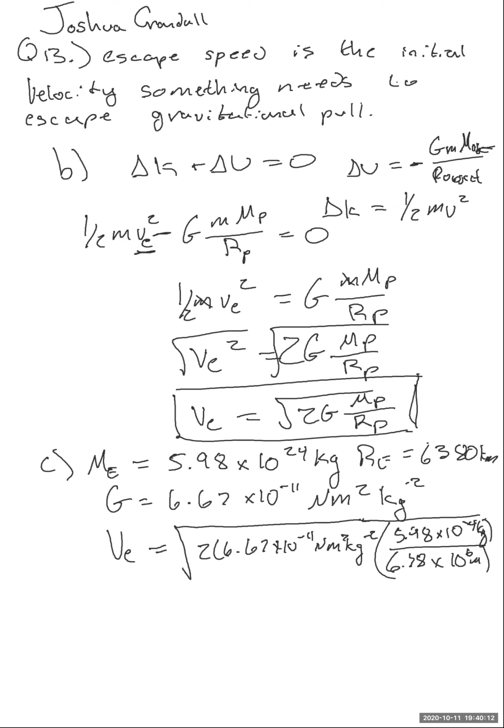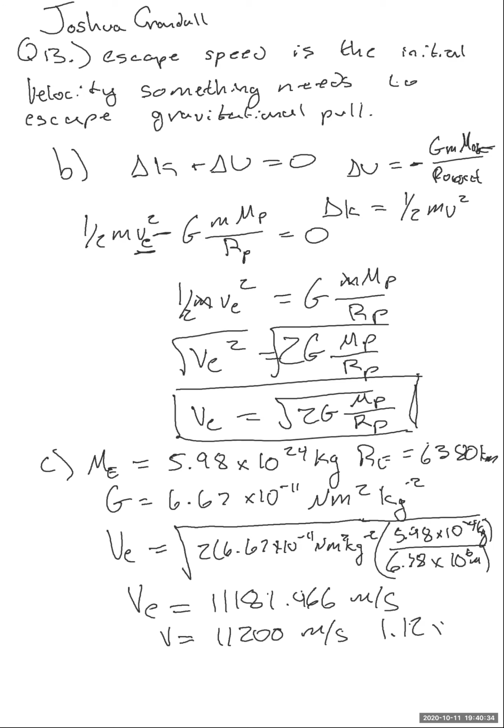Okay, and then we're just going to put that into our calculator, which I've already done to speed things up. So that comes out to 11,819.66 meters per second. We have 3 sig figs, so it's going to come out to 11,200 meters per second, or 1.12 times 10 to the 4 meters per second. There we go. And there is our escape velocity to escape the Earth's gravitational pull.